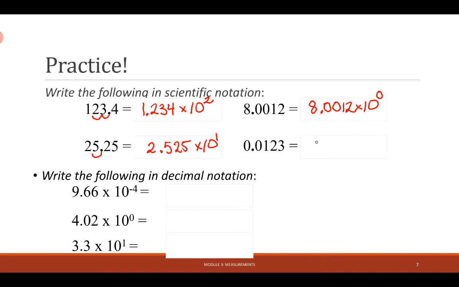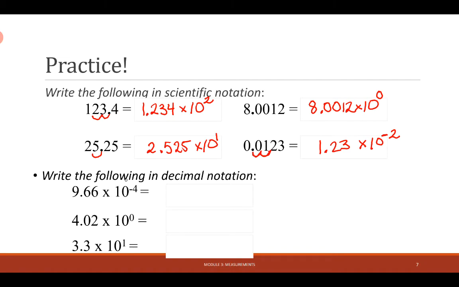Now for our next one, I know that my decimal point has to move here because I'm only allowed one digit before the decimal point. 1.23 is more than 0.0123. So I know my exponent's going to need to be negative, and then that's going to be minus 2. So that I would divide 1.23 by 100 in order to get back to 0.0123.